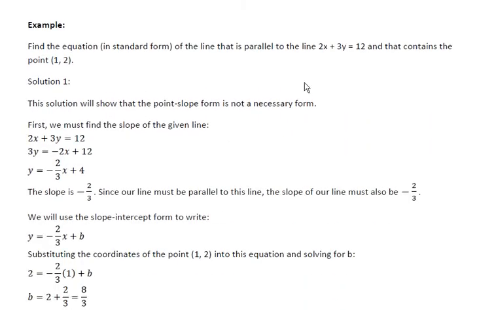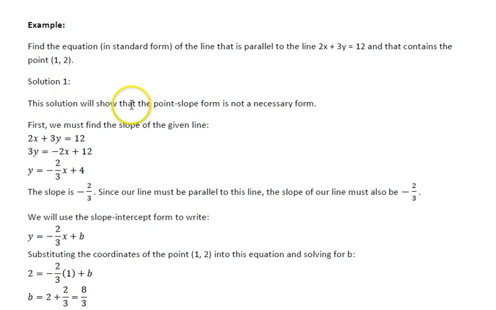Let's look at a problem. Find the equation in standard form of the line that is parallel to the line 2x plus 3y equals 12 and that contains the point (1, 2). We're given a line and a point. We want to find the equation of another line, in standard form, that goes through this given point and is parallel to this given line. We're going to show two different solutions to this. Solution 1.